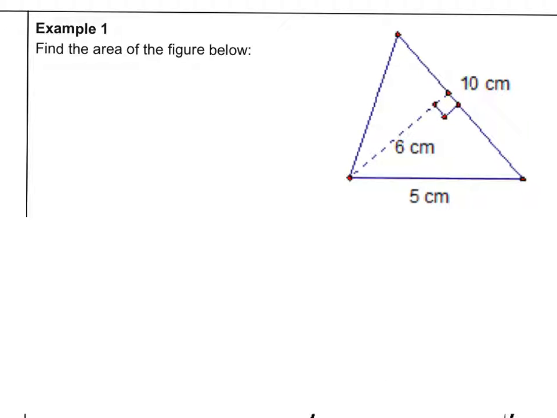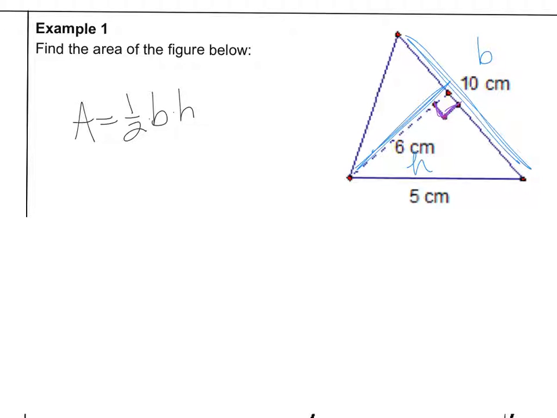In this example, we're trying to find the area of this figure, which is a triangle. So we're going to think about the formula area equals 1/2 base times height. Now I notice here that I have a right angle, and the two pieces that are joined together by the right angle are 10 and 6, which makes 10 our base and 6 our height. So if we plug in, we have 1/2 times 10 times 6, which gives us 30 square centimeters.